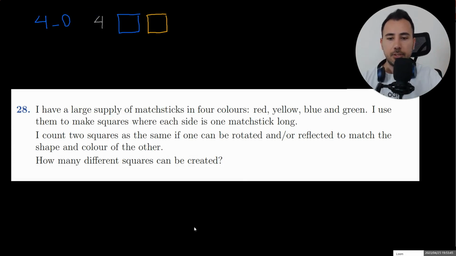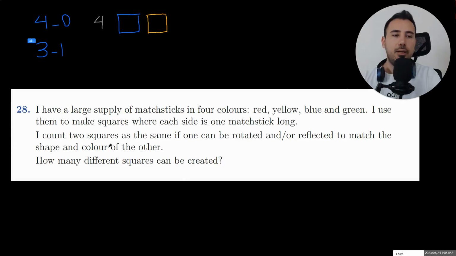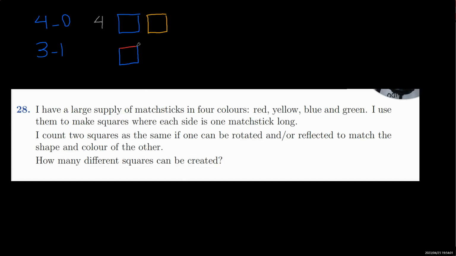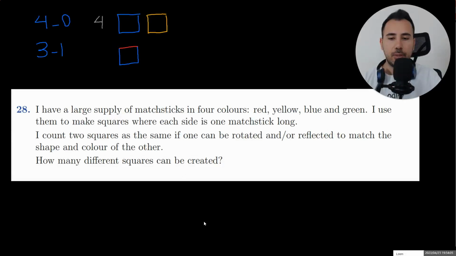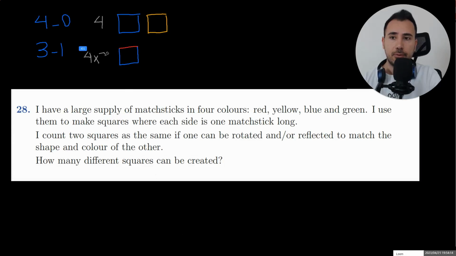Okay. So the next one is 3 of the same color, 1 of a different color. So for example, blue, blue, blue, and then a different color. So how many possibilities like this do we have? To choose the first color, we have 4 possibilities. To choose the next color, we have 3. So it would be 4 times 3, for 3 and 1.